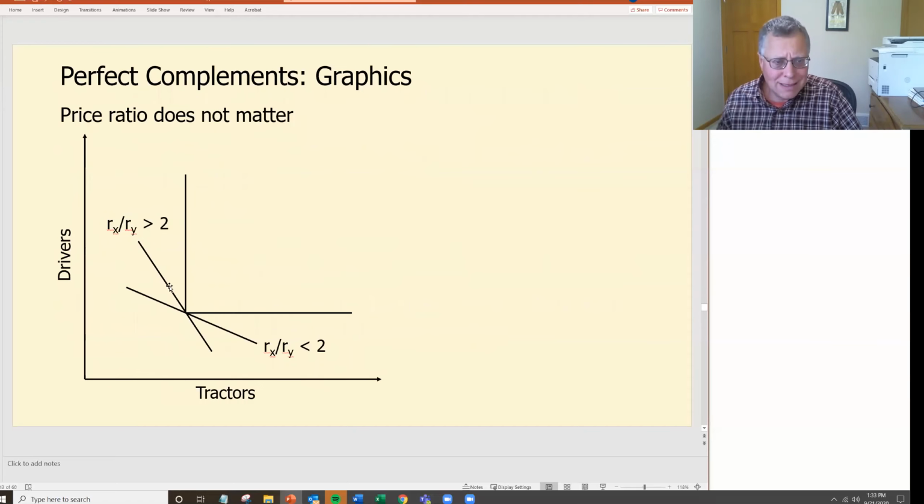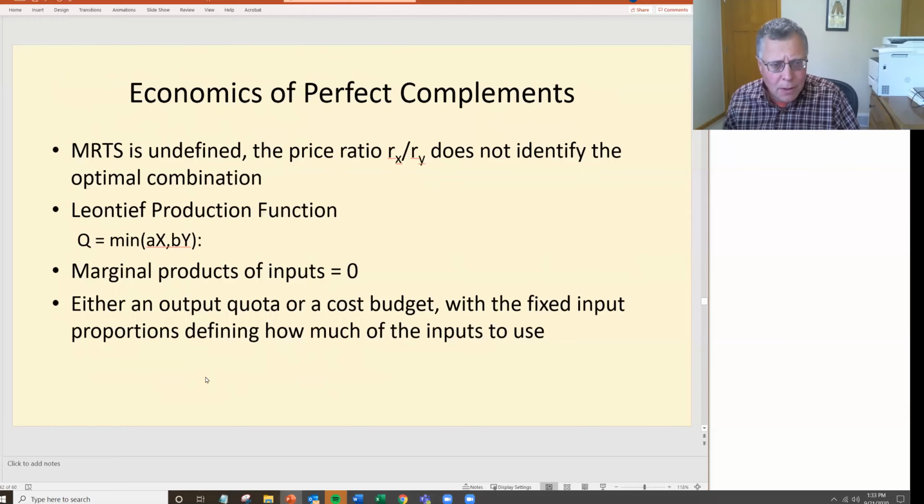You end up with something that looks like this, where you're on the point, and no matter what the price ratio is, you're still on that point. It doesn't do you any good to go up higher and have more drivers or more tractors with the same number of the other. One driver and 5 tractors, or one tractor and 5 drivers. It doesn't matter. The price ratio doesn't matter, what the wage rate is or anything like that.